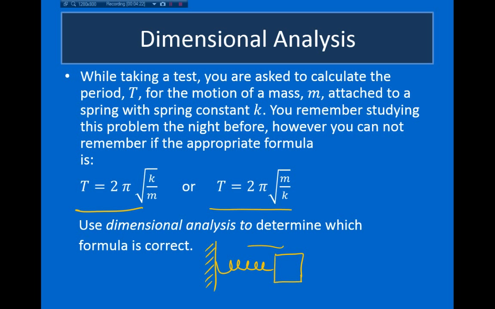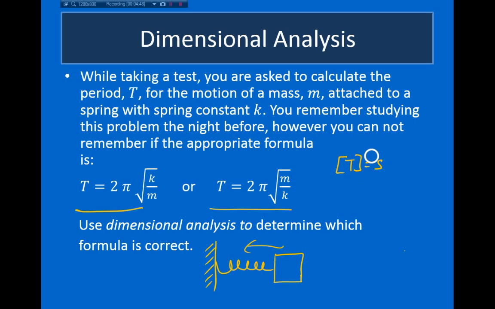Now if I push this mass in one direction, the mass is going to go back and forth, and it's going to oscillate like this. The period is the amount of time it takes for the mass to go from one side all the way over to the other side and then come back to where it originally started. So the period is a measurement of time. It's how long that takes. So we know that the units of T are seconds.